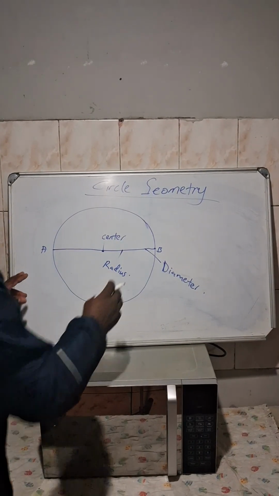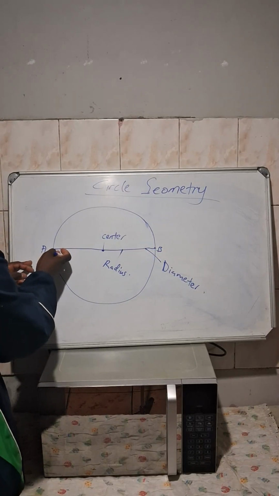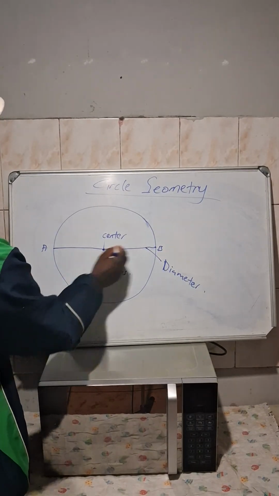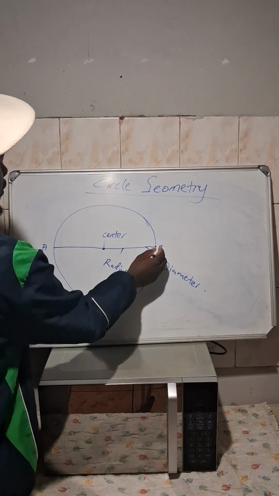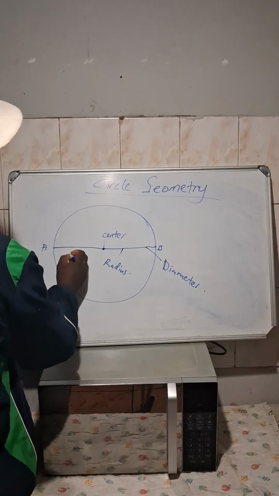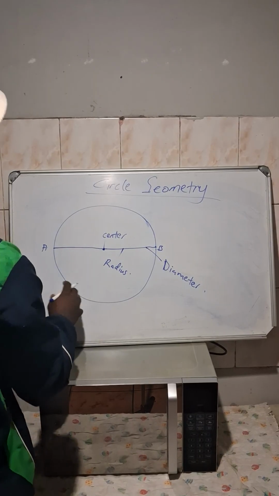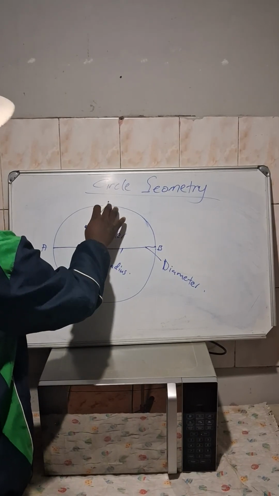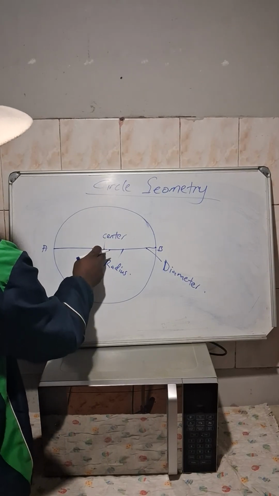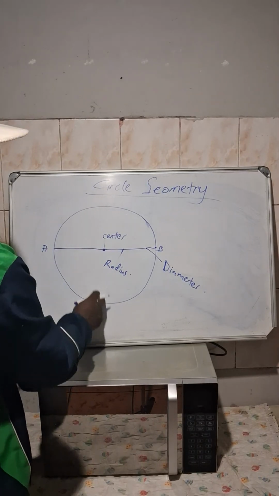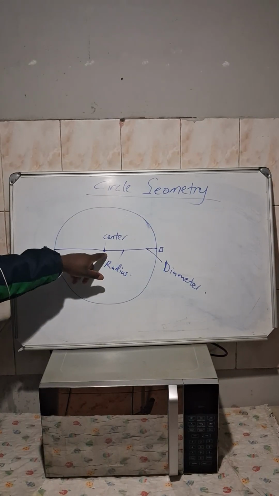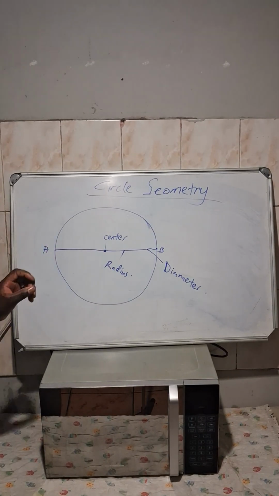So a radius is not passing through the center. It only ends at the center. It's not going to go further. So from this side to this side, we call it a radius. And also from this point to this point, we call it also a radius. A radius touches from the circumference to the center from any angle. Either from here to this point is going to be a radius. From here to this one is going to be a radius. So it only ends at the center. That's why we call it a radius.